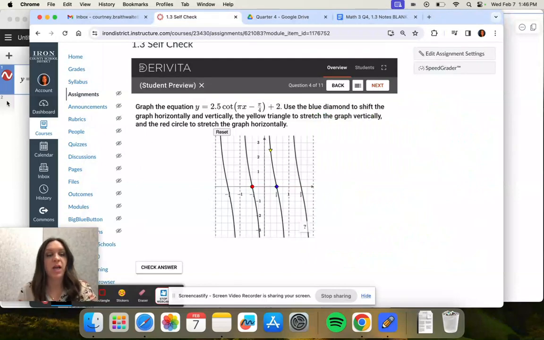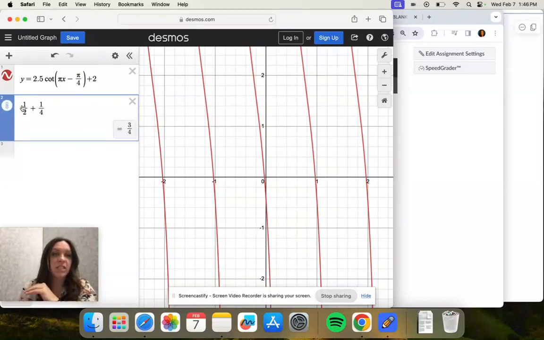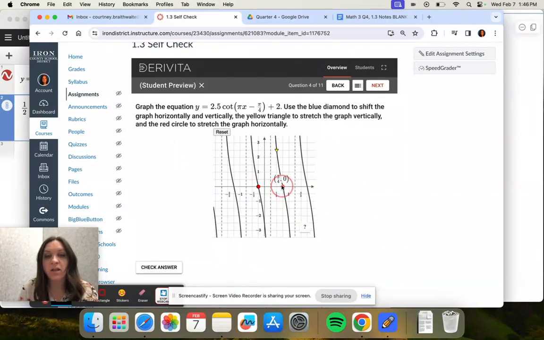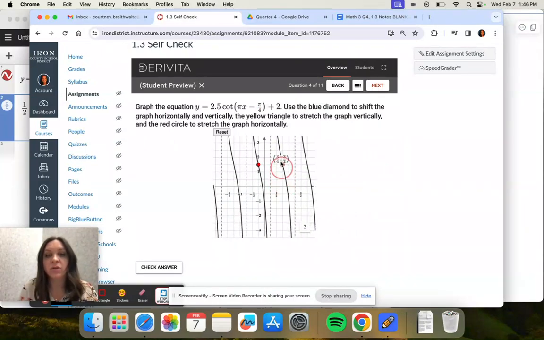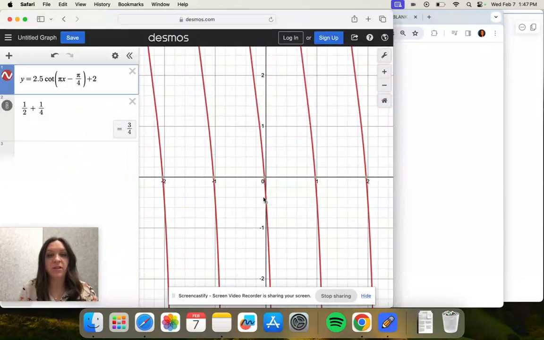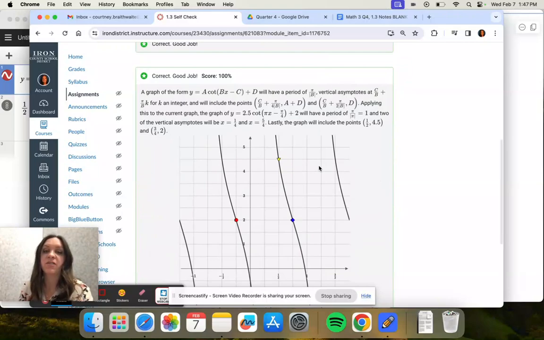So right now I'm at 1/2. I want to add 1/4. I want to go right 1/4. So I need to take it to 3/4 and up to 2. So y equals 2. And that's everything. And I could have checked my y intercept was negative 1/2. I could have checked that from my graph as well. So remember, you can plug stuff into Desmos.